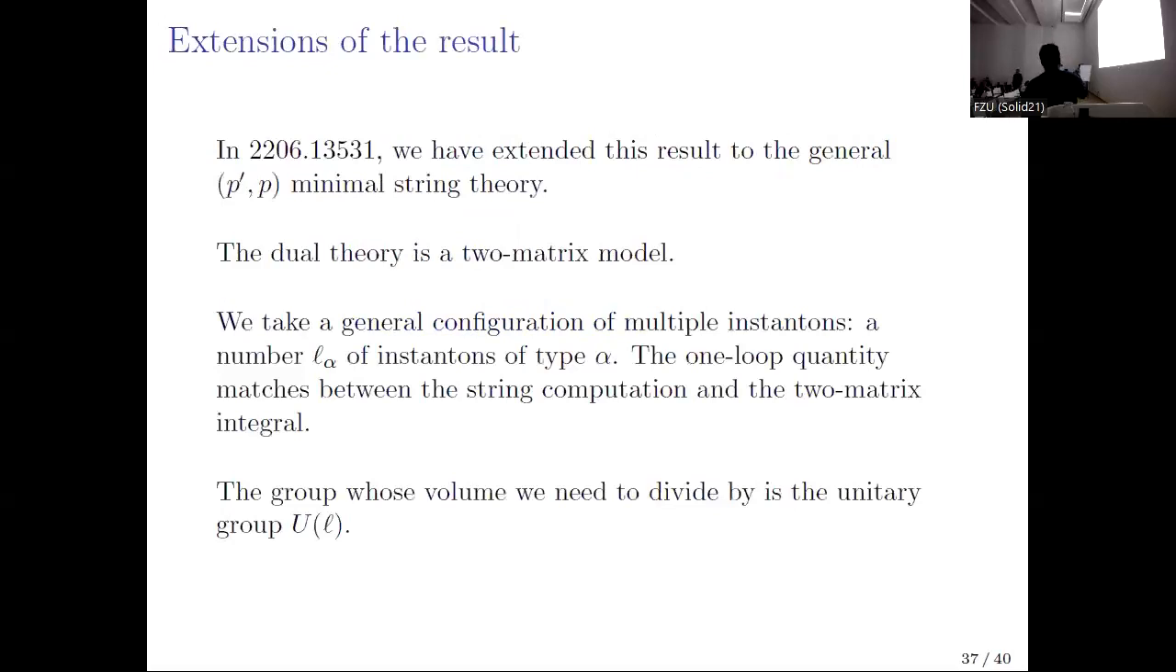Right, so we computed it in this paper. In this paper, we were completely general. You take the p prime comma p minimal string. You put L1 instantons of type 1, L2 instantons of type 2. Type means the different ZZ branes. What is the corresponding instanton on the matrix model side? So I showed this effective potential, the one that had multiple humps. So you put 3 on the first maximum, 5 on the second minimum, 7 on the third.